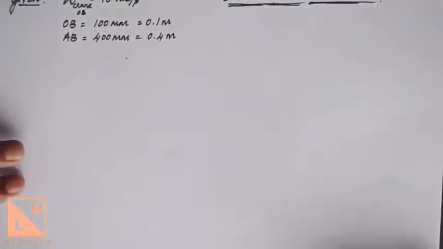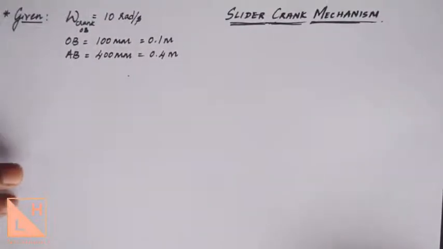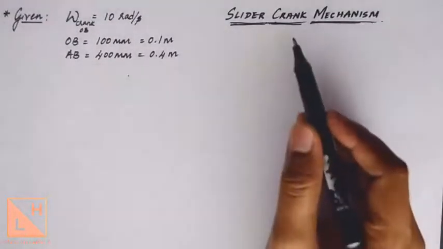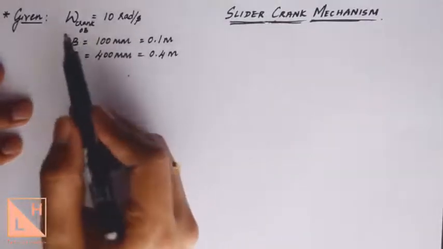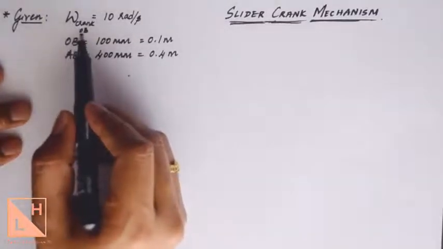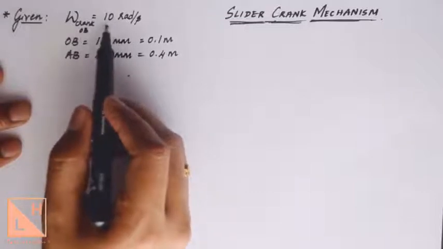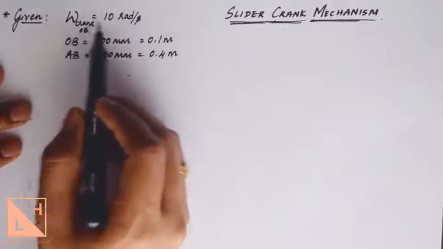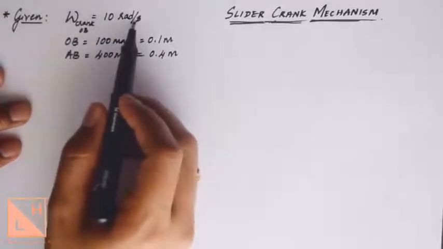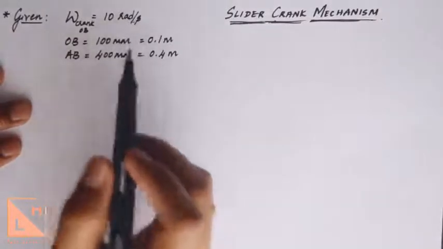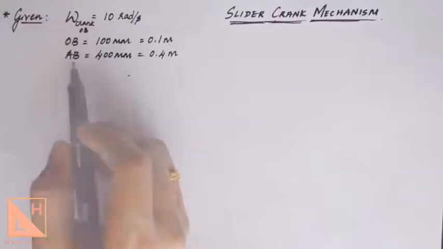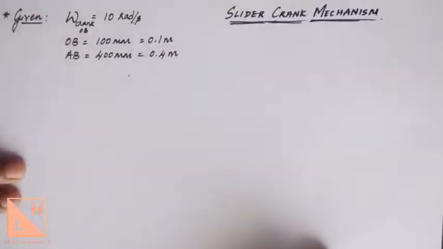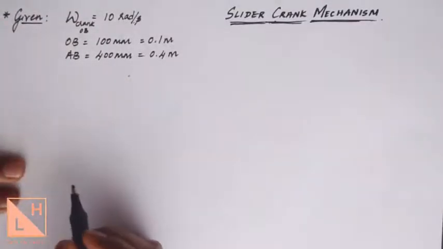So in this problem, we have the known data that the mechanism is a slider crank mechanism, and we have some other data given with respect to the same. The angular velocity of the crank, which is named as OB, is given as 10 radians per second. As we know, the angular velocity unit is radians per second. The length of the crank and the length of the connecting rod are also given. The thing that we need to find out in this problem is the velocity of the slider.